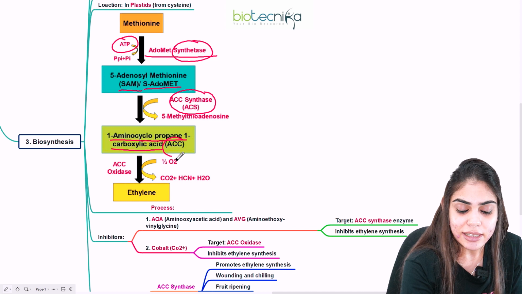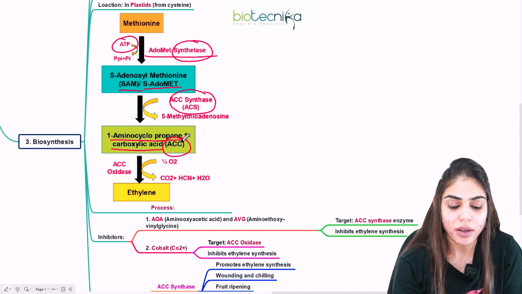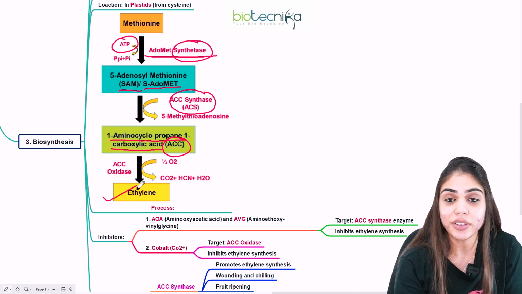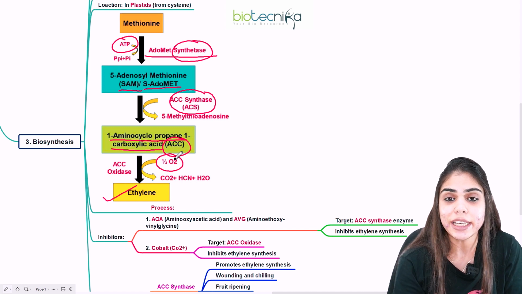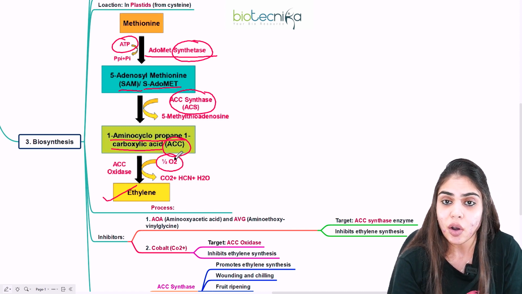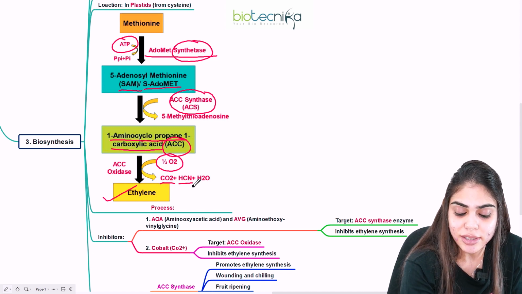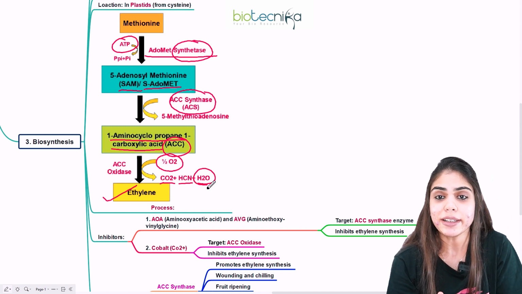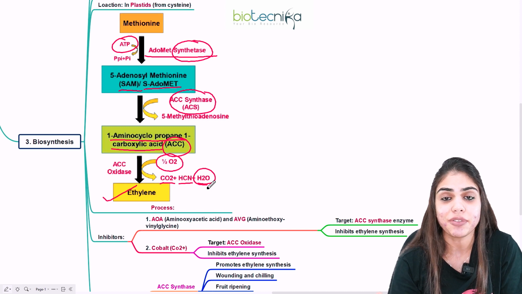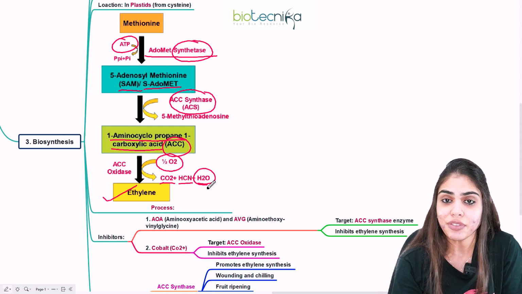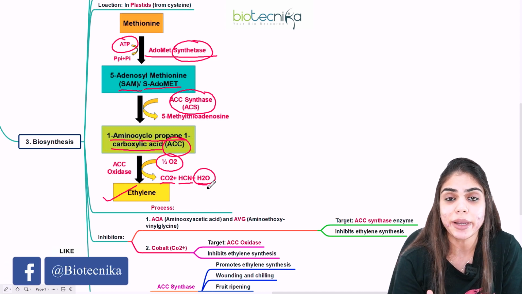Now this ACC that is synthesized will undergo an oxidation reaction in the presence of ACC oxidase, which will lead to the production of ethylene. Here half a molecule of oxygen is utilized, and along with it some byproducts are formed, including carbon dioxide, hydrogen cyanide as well as water. So what happened in the biosynthetic pathway? Methionine is used as a precursor and it's converted finally into ethylene. The very first reaction is the synthesis of adomet, which uses an enzyme called adomet synthetase.